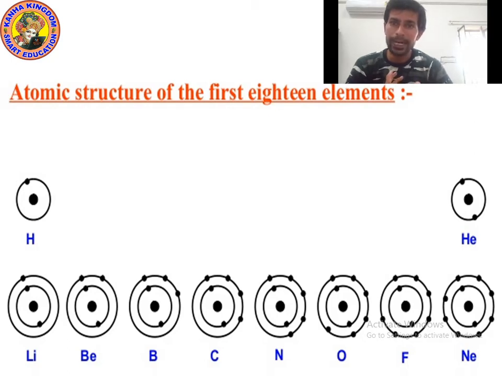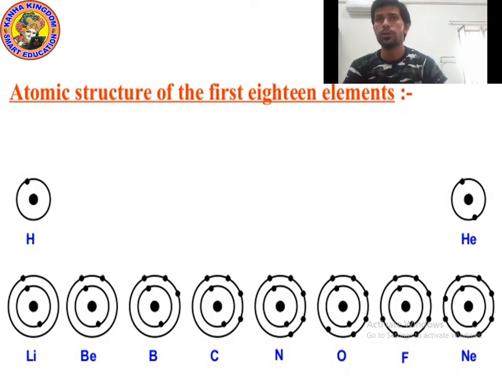If 8 electrons are completely filled in any circle, then we will fill the next circle. And if 8 electrons are filled in the next circle, then we will fill again the next circle, and the process will go on and on.